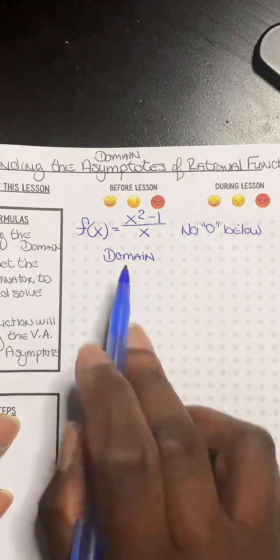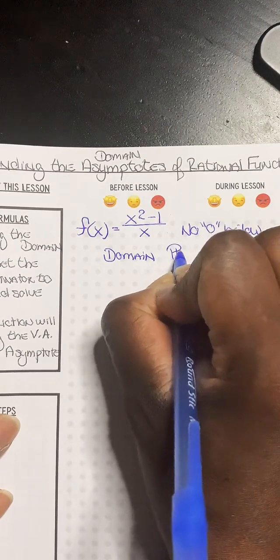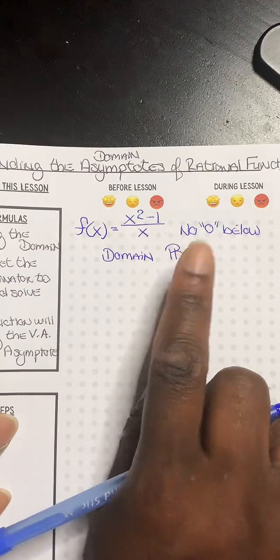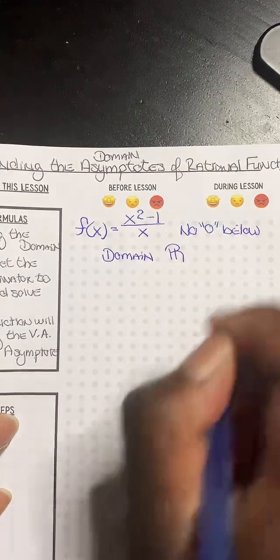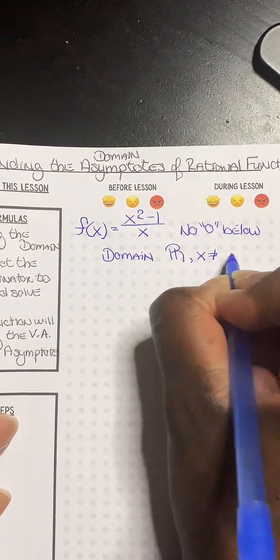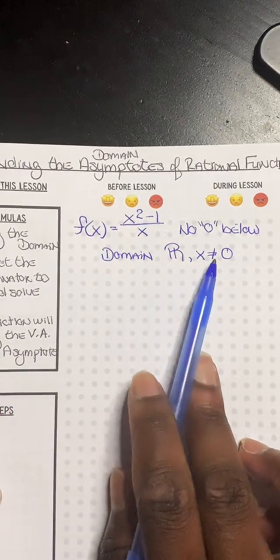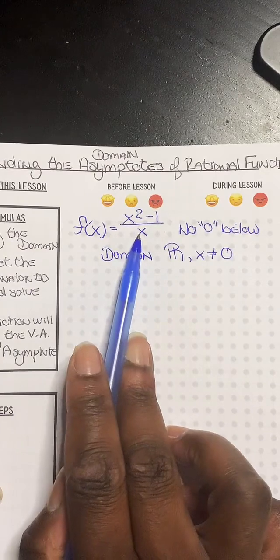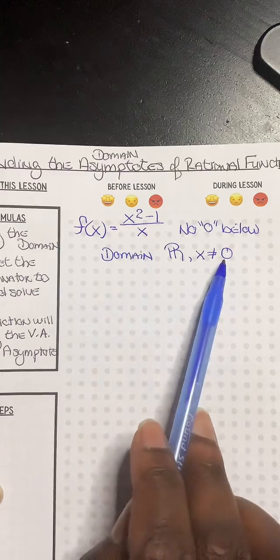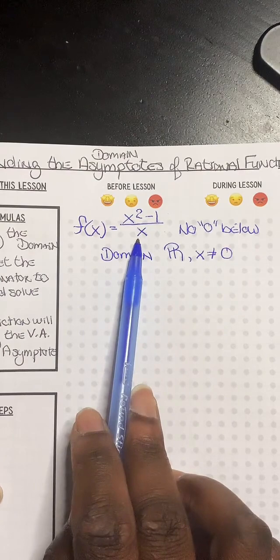So this domain could be all real numbers. Ever see this symbol? If you do, that's what it's called. All real numbers, except it cannot equal 0. I can put any number except 0 to satisfy this function, because 0 is the only thing that's going to make it undefined.